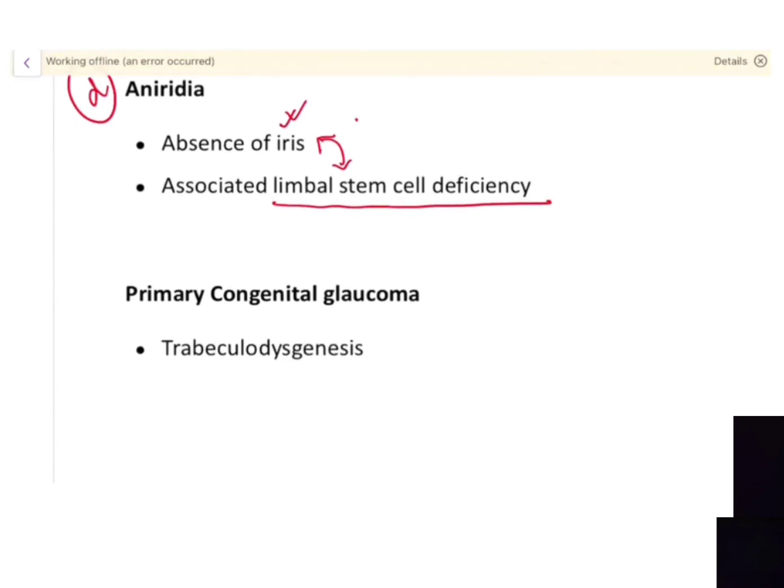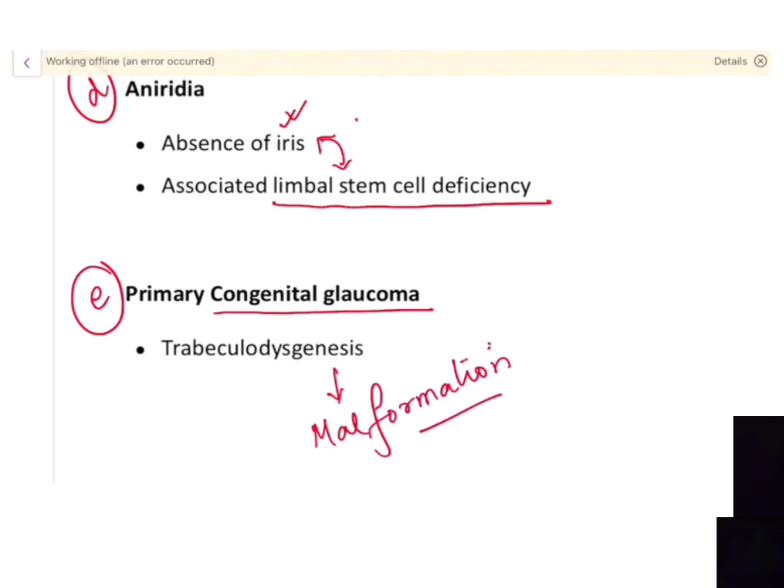Then you have a very important disorder, that is primary congenital glaucoma. So congenital glaucoma, which is caused by malformation or maldevelopment of the trabecular meshwork in the angle. So that's called trabeculodysgenesis. So see, once again I told you the angle is formed by the neural crest cells. So if there is a problem with the neural crest cells, the angle may be involved and you can get maldevelopment of the trabecular meshwork, giving rise to primary congenital glaucoma.